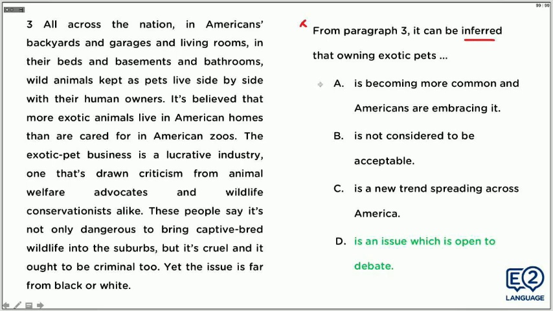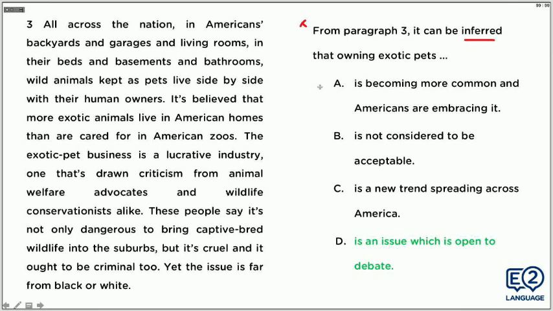and Americans are embracing it. It can be inferred that owning exotic pets is not considered to be acceptable. Owning exotic pets is a new trend spreading across America, or owning exotic pets is an issue which is open to debate. Now we want to eliminate incorrect ones.